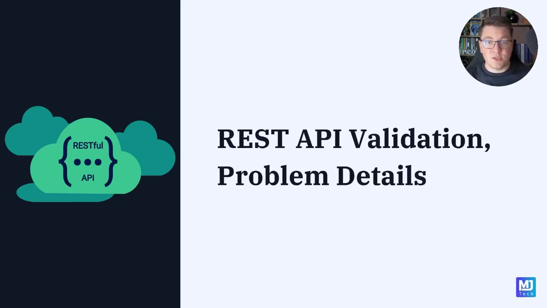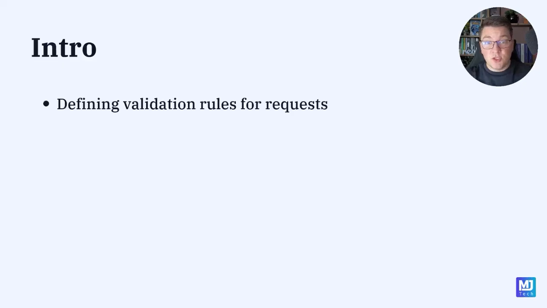We're going to focus exclusively on validation inside of our REST API. We're going to focus mainly on input validation and safeguarding our business rules to some extent. And we're going to see how to report validation errors back to our API clients. For this, we're going to use the problem detail standard. So there will be two main focus areas in this lesson.